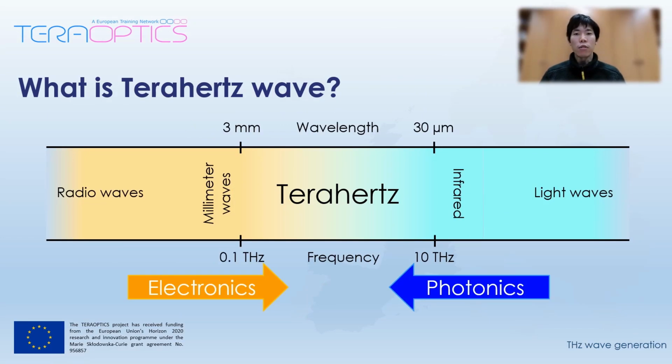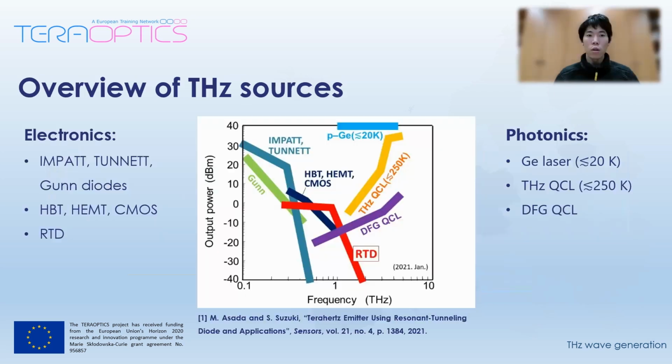Terahertz waves are one of the electromagnetic waves, such as radio waves, infrared, visible light, and X-rays. Generally, the frequency range of the terahertz waves is from 0.1 terahertz to 10 terahertz, which corresponds to wavelengths from 3 mm to 30 micrometers. Given that the terahertz waves are located in the intermediate region between the radio and light waves, they have been intensely studied from both the electronics and the photonics approaches.